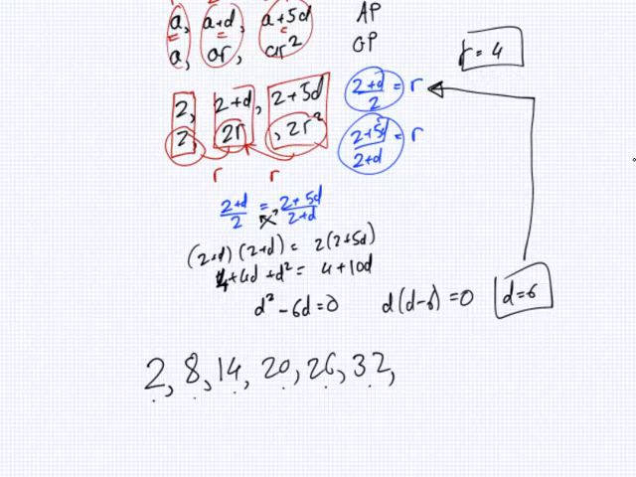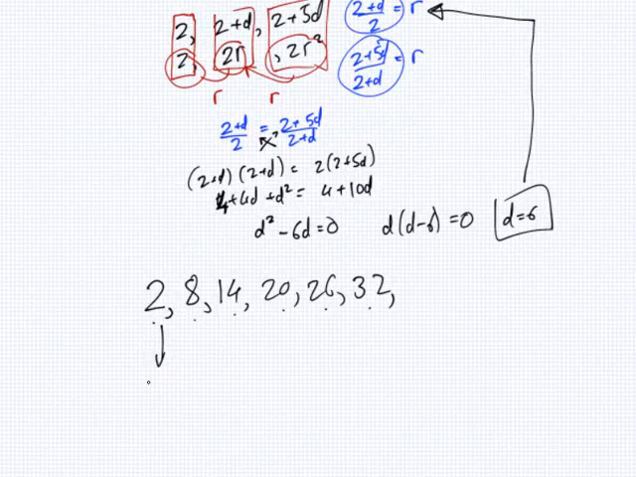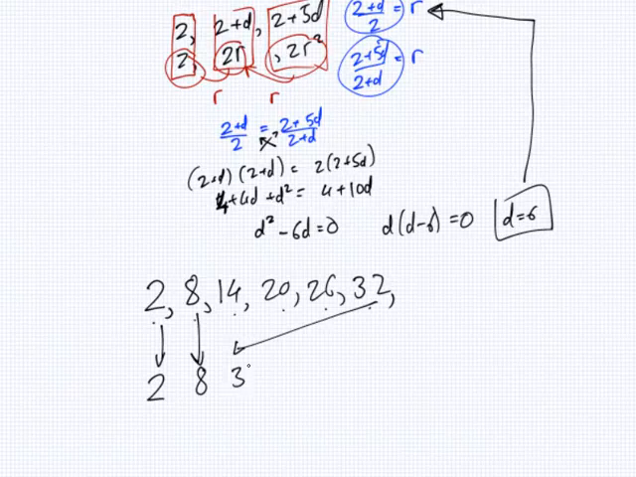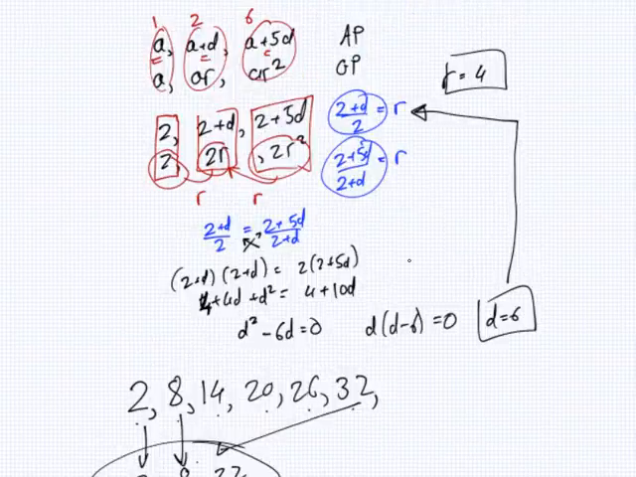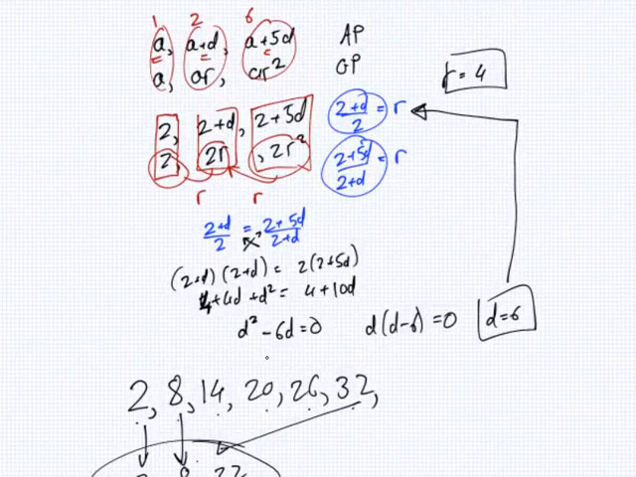I said the first, the second, and the sixth terms are geometric. The first is 2, the second is 8, and the sixth is 32. Are these geometric? Yeah, a is equal to 2 and r is equal to 4, which is what I said. So the answer works.